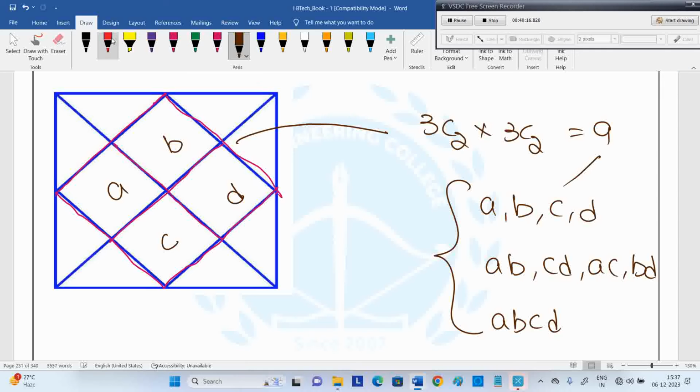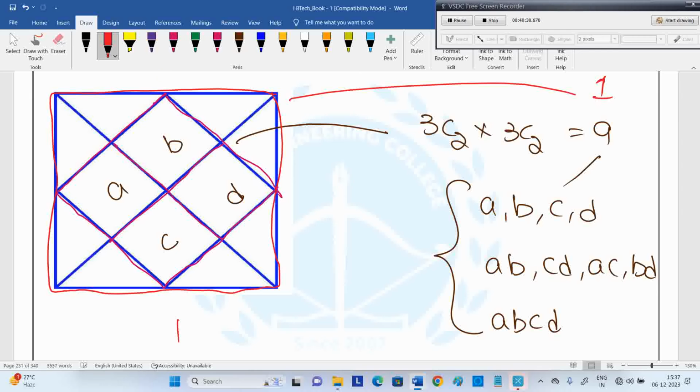The overall shape is a square, but still we can consider it as a rectangle, plus 1. So 1 because of that. So total 10. If anything is missed, please let me know. I hope 10 is the correct answer. Yeah. 3C2 into 3C2. 3C2 means 3, my dear. 3 into 3 will get 9. NC2 is n into n minus 1, entire divided by 2.